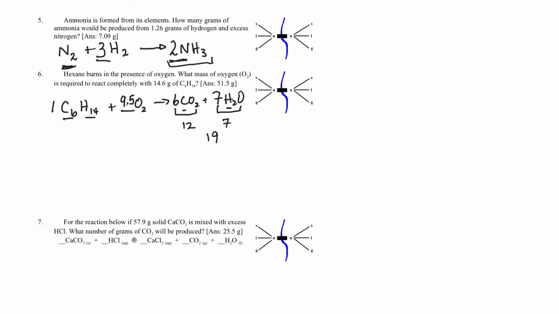And so what I could do is just go and times everything by 2. So I'll double this one to get 2. I'll double this one to get 19. Double this one to get 12. Double this one to get 14.